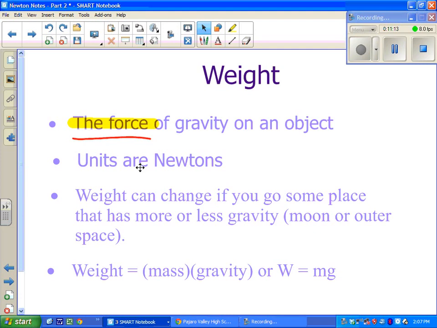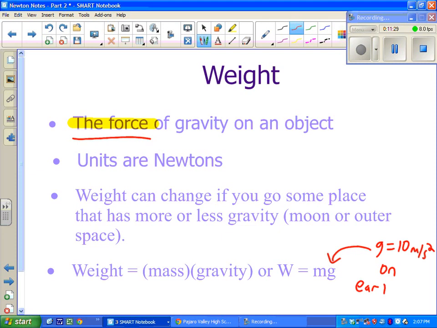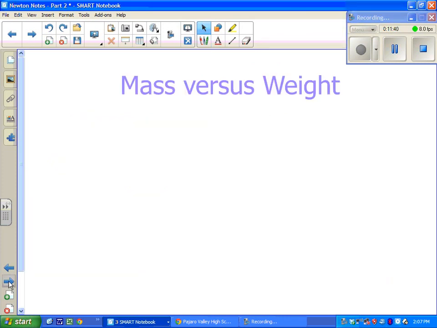We also have an equation here for weight. Weight equals mass times gravity. We said these problems are very, very easy, and one of the reasons is because we know g is equal to 10 on Earth. So this letter g is just going to be the number 10. That's going to make those really simple, and we're going to do an example right after we talk about mass versus weight.